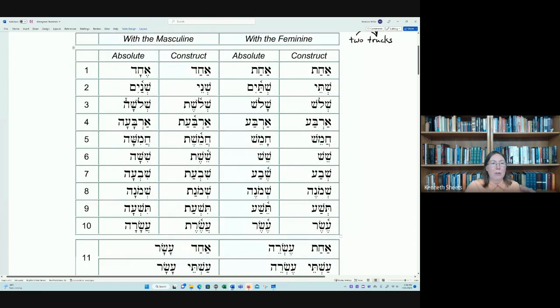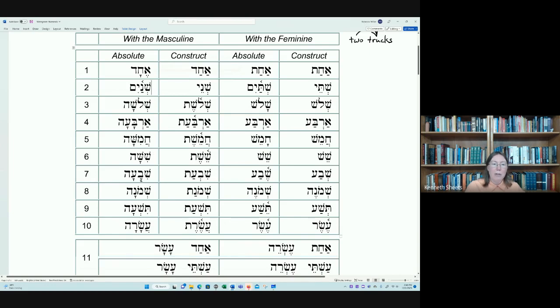So taking a look at the cardinal numbers here, we're looking at the forms that these numbers take when they're modifying a masculine noun. So 1 would be echad, 2, shenayim, 3, shelosha, 4, arba'a, 5, chamisha, 6, shisha, 7, shiv'a, 8, shemona, 9, tisha, and 10, asara. And so those are going to be the numbers.